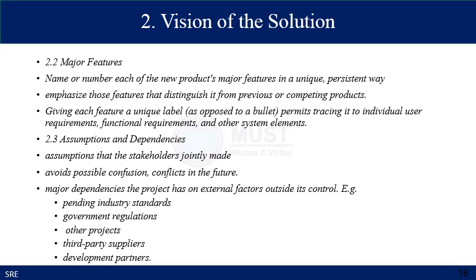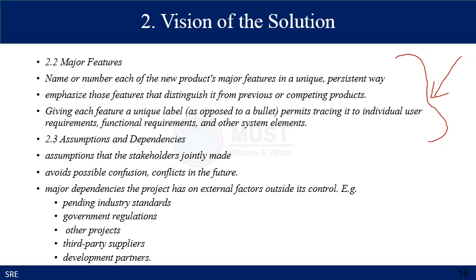So giving each feature a unique label, as opposed to a bullet, permits tracing it to the individual user requirements, functional requirements, and other system elements. So again, it is a generic major feature without implementation.